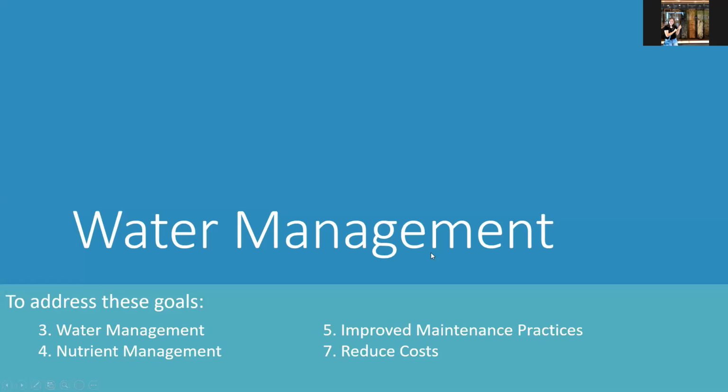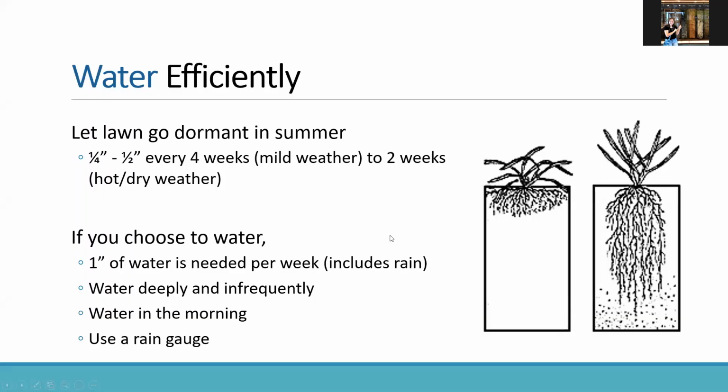The next thing that we're going to address is water management. Water is always something at the forefront of our minds with lawns, and we either have too much or not enough, and sometimes that happens all in one month, depending on where you are in Illinois. And so some of these strategies will help you address not only water management, but also help with nutrient management, improve your maintenance practices, and reduce some of your costs. So let's start with not enough water.